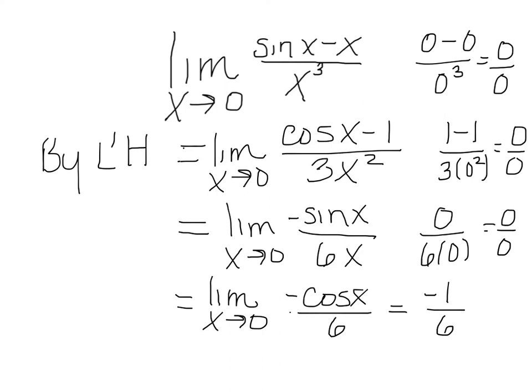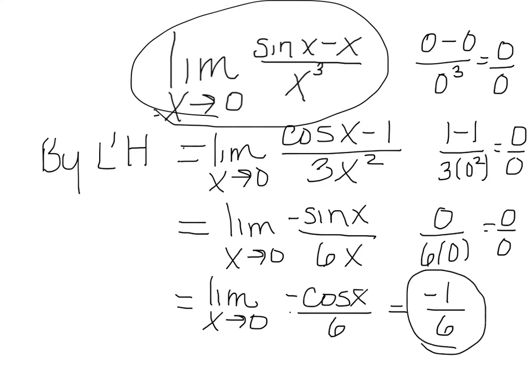So we've done L'Hopital's rule 3 times, and that's okay, but we see that the limit as x goes to 0 of sine of x minus x over x cubed is equal to negative 1/6.